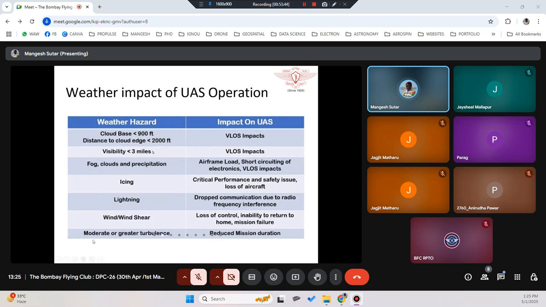Okay, the moderate or greater turbulence. Normally whenever you have moderate or greater turbulence, you always impact your mission duration. So if there is heavy turbulence or severe turbulence, you will normally cut down your flying, or you will land your drone or land your aircraft accordingly. Okay, so you understood the weather impact on UAS operation.